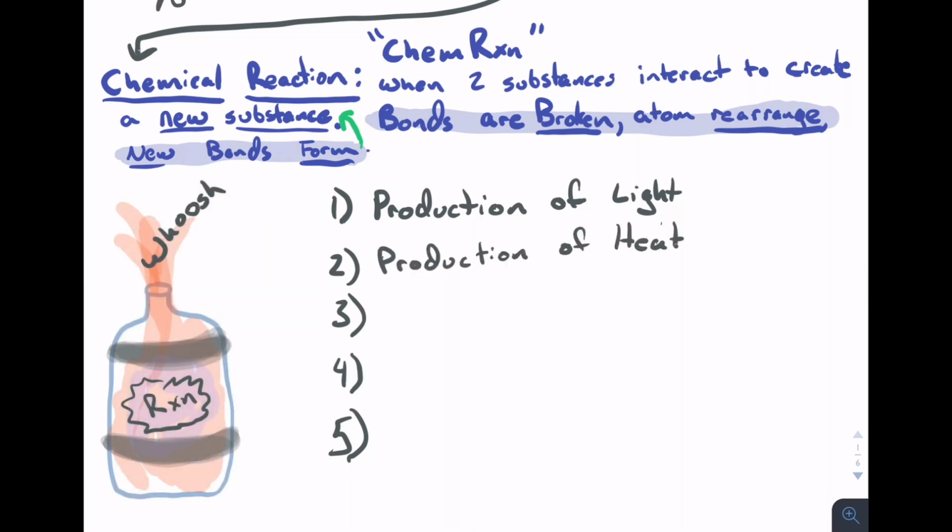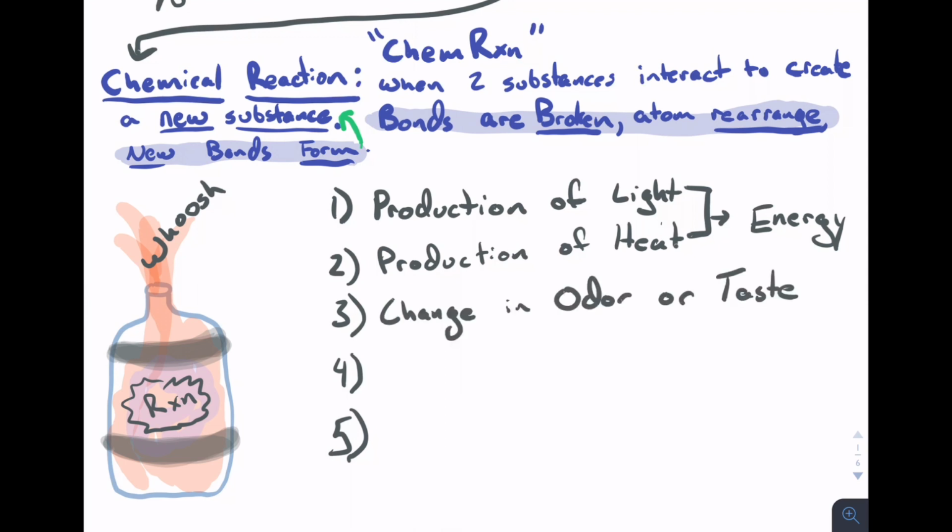What else did you see? You saw, well, you wouldn't have seen it, but if you were there, you would have felt it. Then heat was being produced during that reaction as well. And if you think about it, light and heat are really just two forms of energy. So if there's a production of energy, or energy being released or even taken in, there's a good indication that the chemical reaction has taken place.